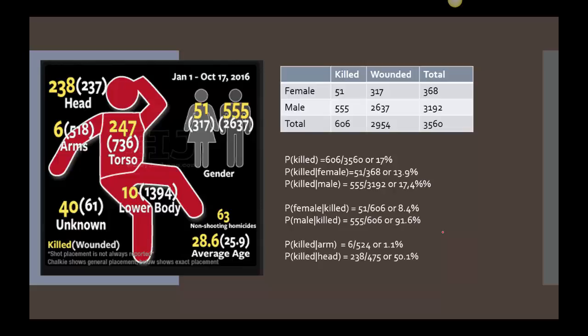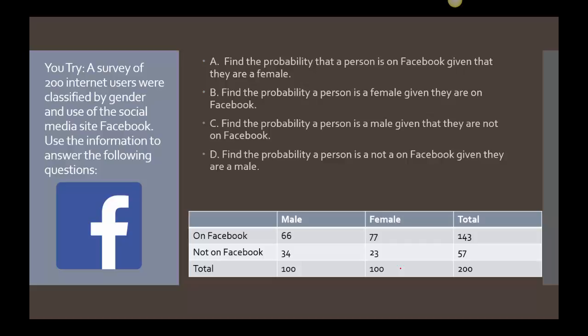All right, then I said, well, let's look at, it doesn't matter where you get shot because this whole picture shows different places. So what's the probability you got killed if you got shot in the arm? Really small. Only 6 people died from being shot in the arm out of 524 that were shot in the arm, which says 1.1%. So you're not very likely to die from an arm wound. But if you get shot in the head, that's much more scary. So the people that were killed from being shot in the head were 238 out of 475 people that were shot in the head. It says you got a 50% chance of dying if you get shot in the head. Pretty scary.